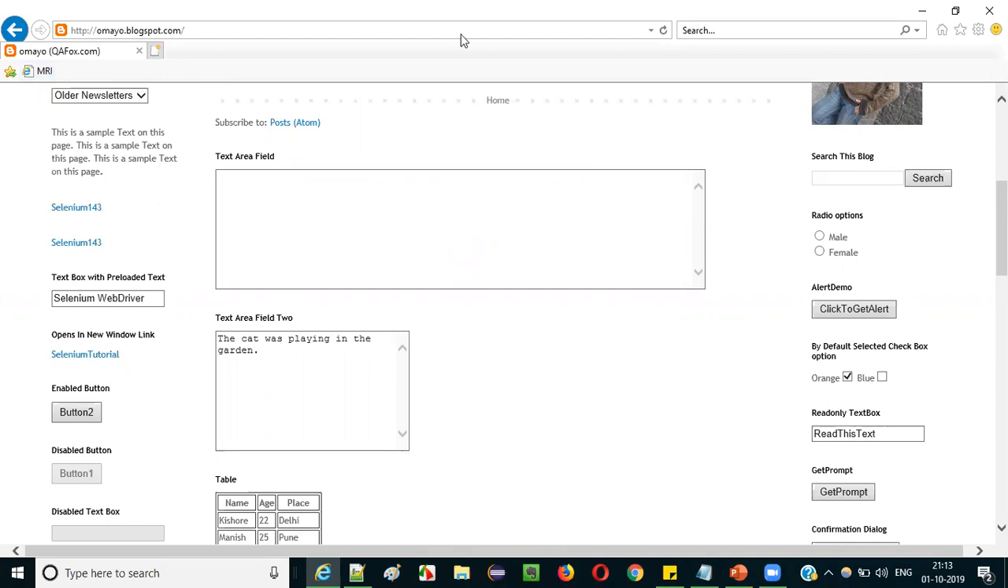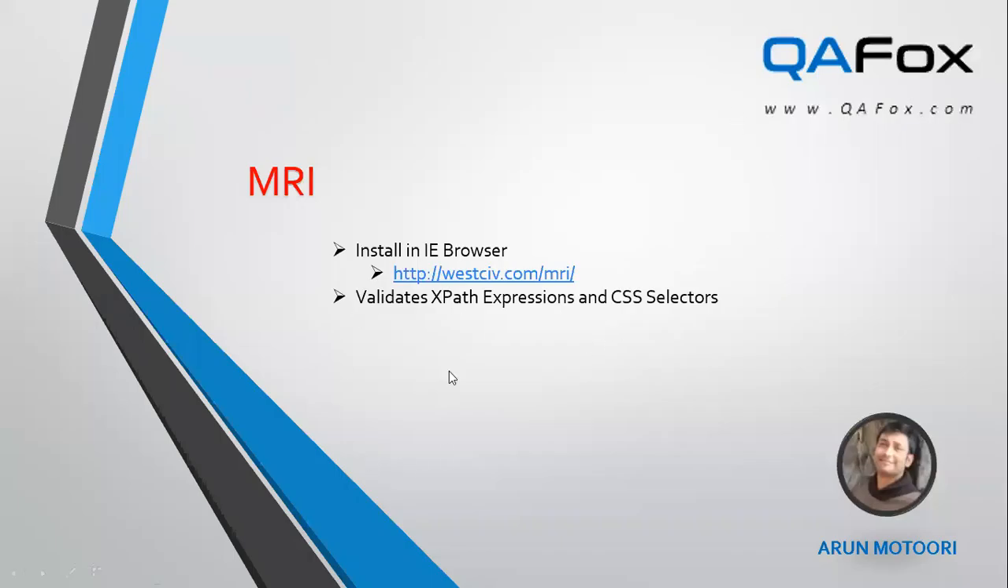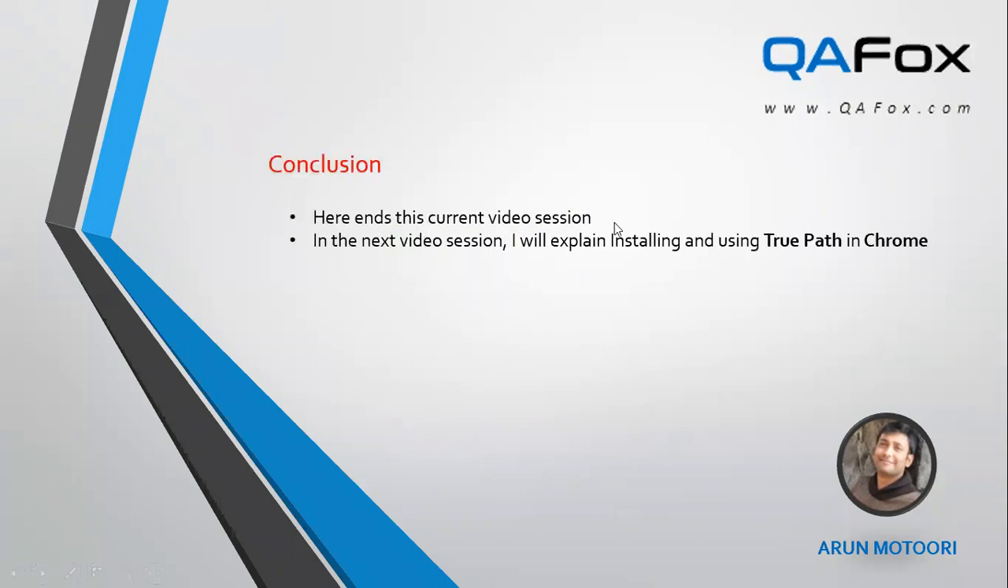So let's switch to the presentation mode. So guys, I have practically demonstrated how to configure MRI in IE browser and how to validate the XPath expressions and CSS selectors using MRI in IE browsers. I practically demonstrated these two things for you. So here ends this current video session, guys.